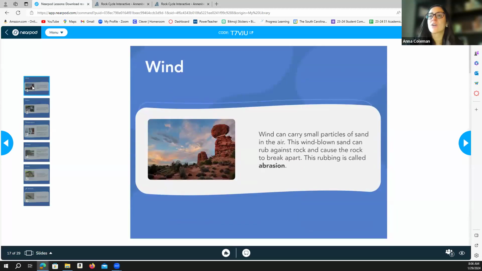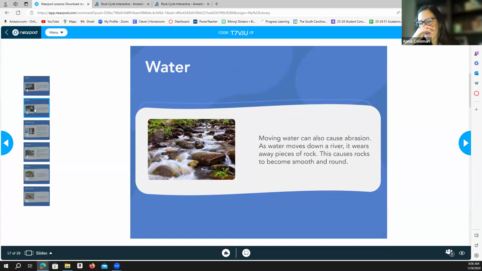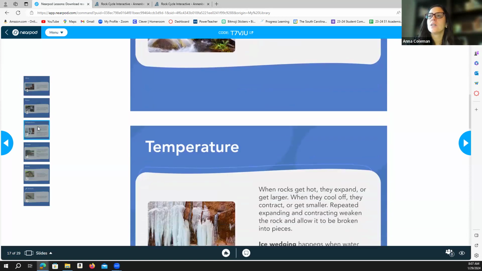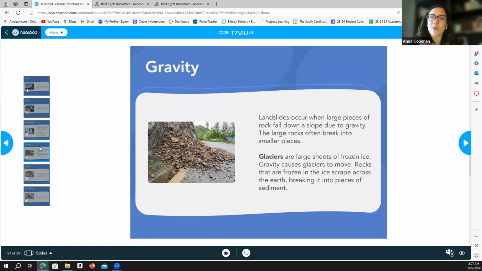So all of these are physical weathering, right? It's physical. It happens in the environment. Remember, we had wind, we had water, we had temperature, we had gravity. I actually accidentally skipped this. So landslides occur when large pieces of rock fall down a slope due to gravity. The large pieces often break into smaller pieces.